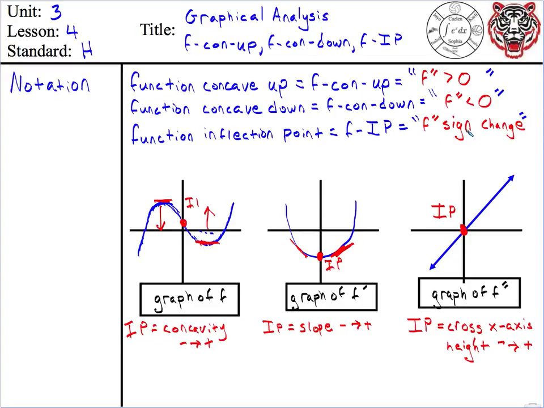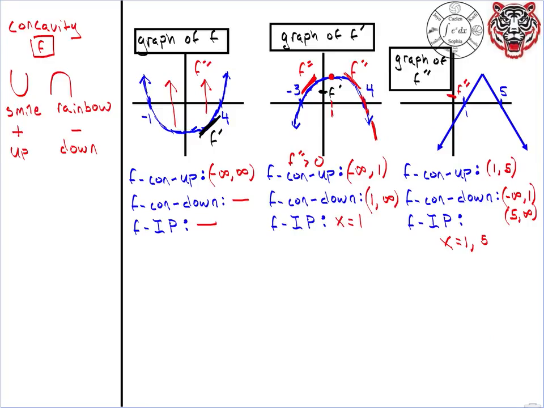Wait, I don't get how the IP is from 5 to infinity. Sorry, IP, this right here is talking about where it's concave down. Inflection point is where x equals 1 and x equals 5. Oh, okay, that makes sense. Where it crosses the x-axis, where it has a height of 0. So then how come for the concave down there's 2 different ones? Because concave down is where I have negative heights, and there are 2 intervals where I have negative heights. I get it. Okay. Negative heights there and there.